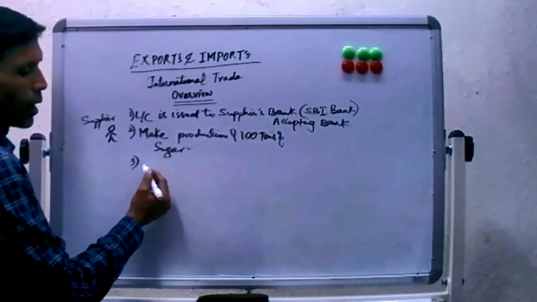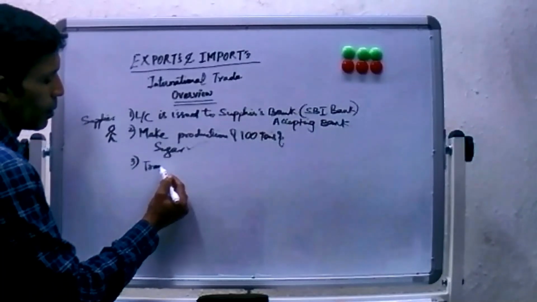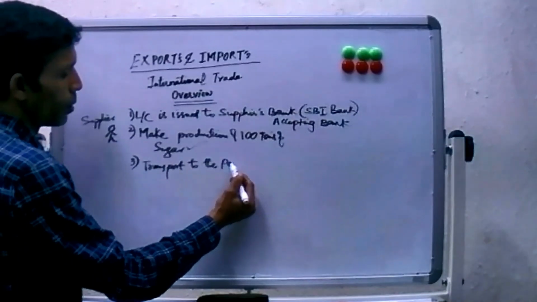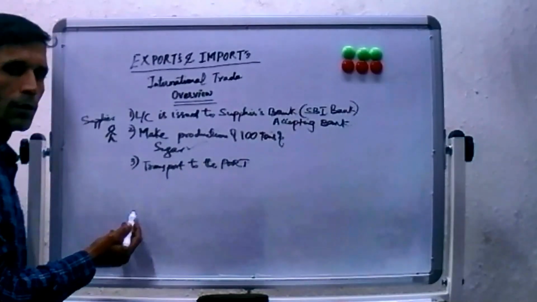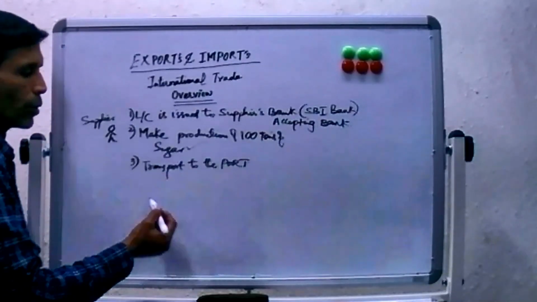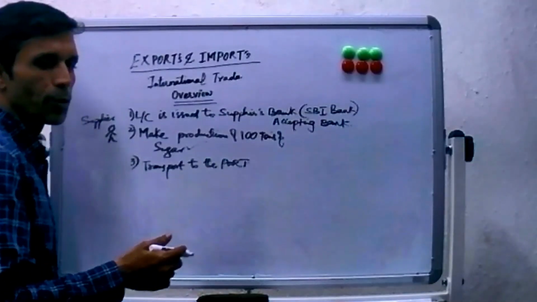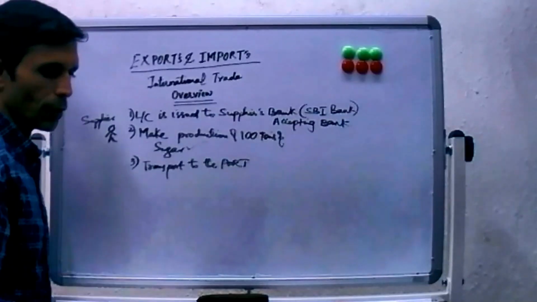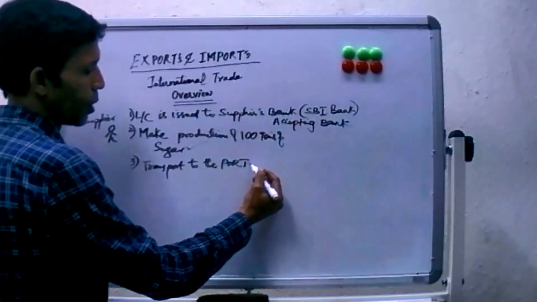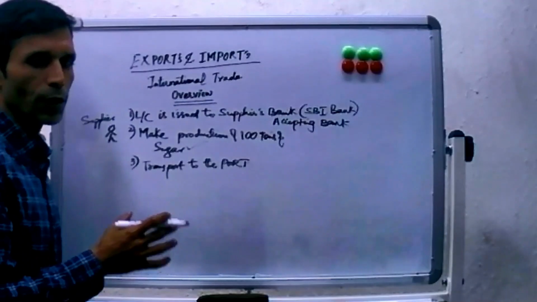Now what the supplier will do is transport all these 100 tons of sugar to the port. How will this occur? After it's transported, maybe in a truck or something like that, the 100 tons of sugar has been transported properly, in the proper bags, in the way it was given in the contract with the LC.